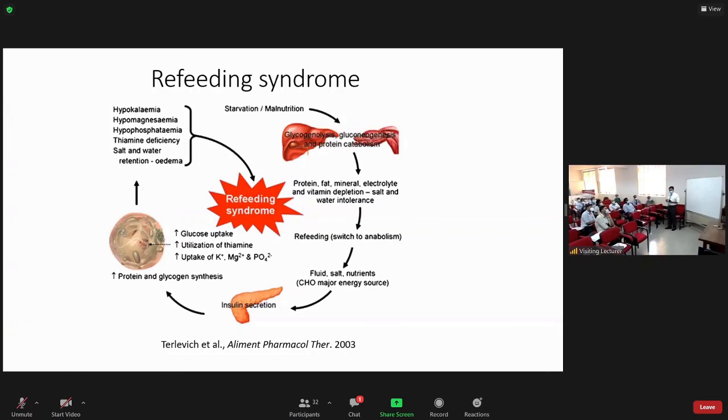And you have to monitor sodium, potassium, phosphate and magnesium levels, baseline levels before starting feeding. You have to correct them before starting feeding if the refeeding risk is very high, and monitor them for at least 1 week while you are feeding. So those are the things I wanted to present.